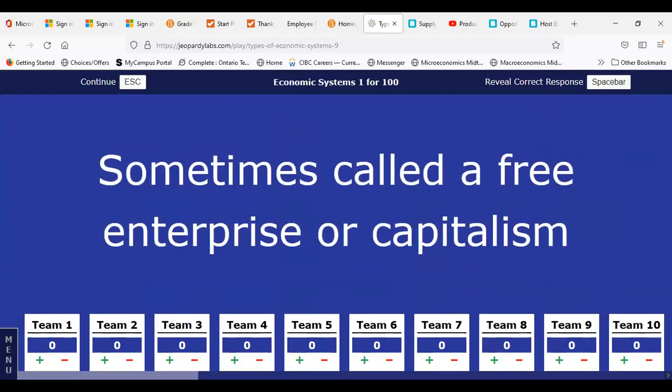I'm just going to share my screen. So what's called a free enterprise or capitalism?